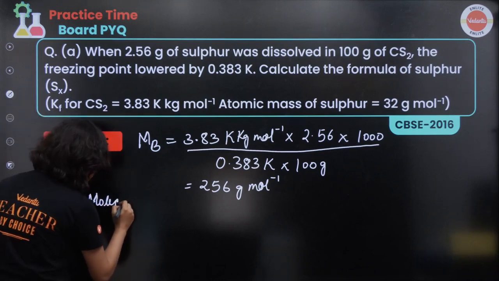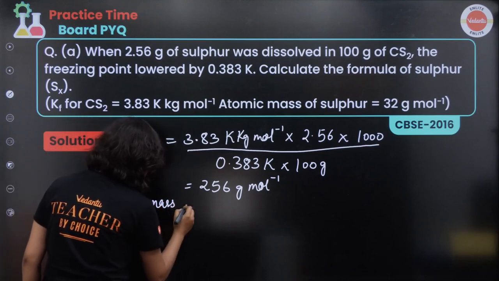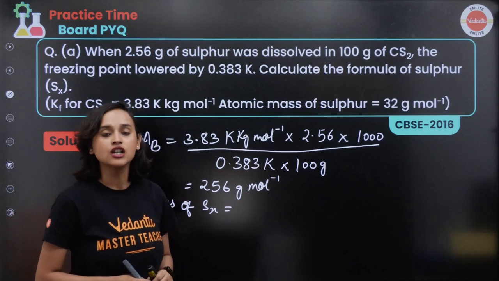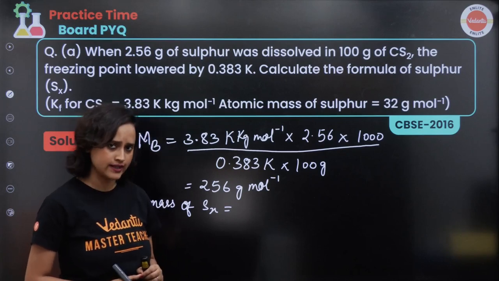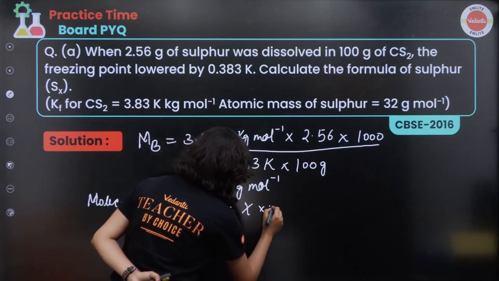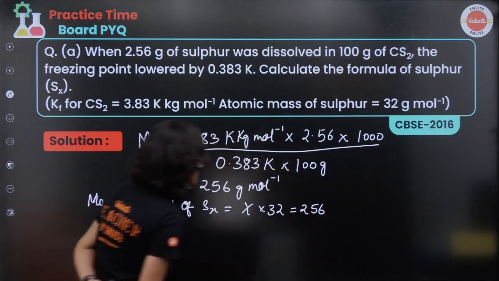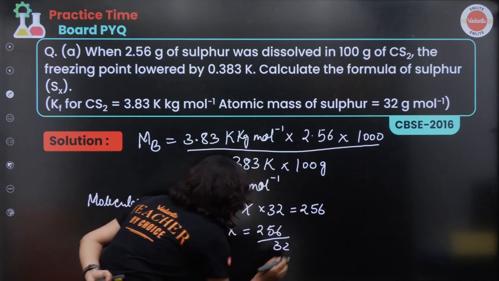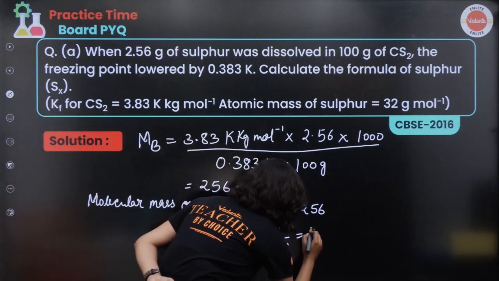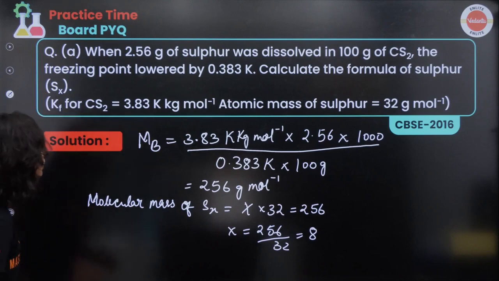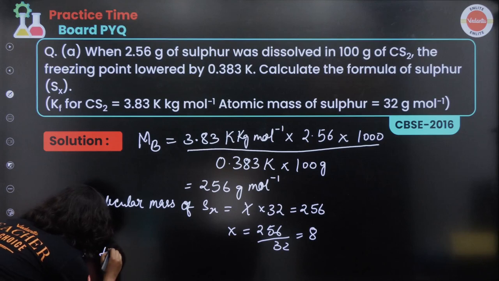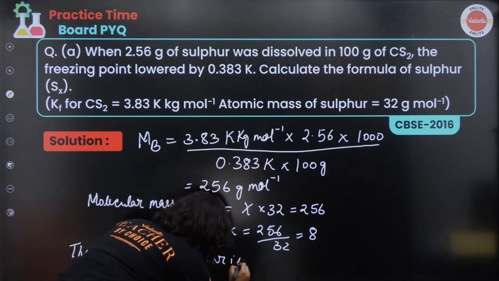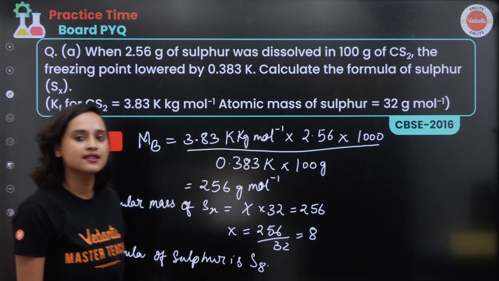Let's do it. We are already given the atomic mass, so that means it will be x into 32 is equal to 256. So x is equal to 256 divided by 32. If you calculate this, you will get 8. So the formula of sulfur is S8. This is your answer. Easy?